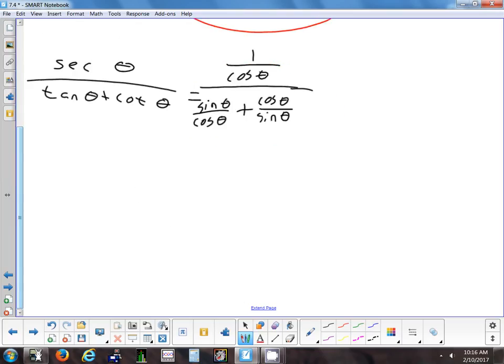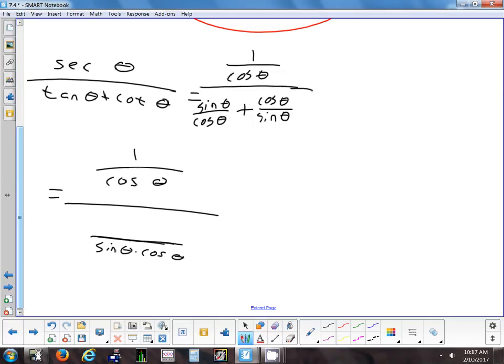But we could focus on the bottom and try to do something with that. What could we do with what's in the bottom? At this point, I'm not sure if that's the best approach, but we're just going to ignore what's in the top. It's just going to stay there for the whole problem. And let's just change the bottom to a common denominator. What's my common denominator? Sine times cosine, or cosine times sine, however you want to write it.